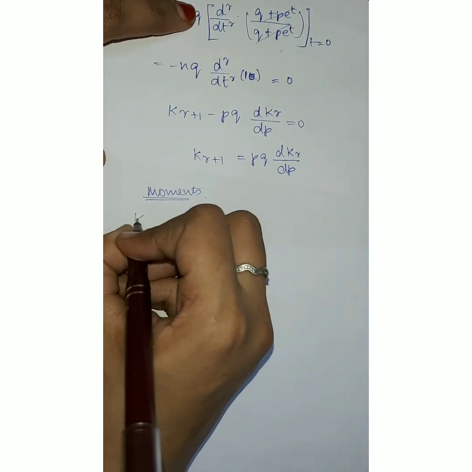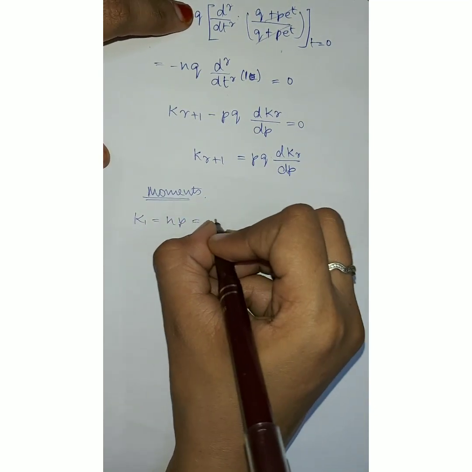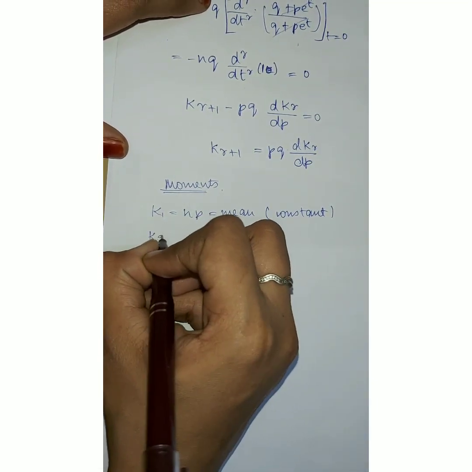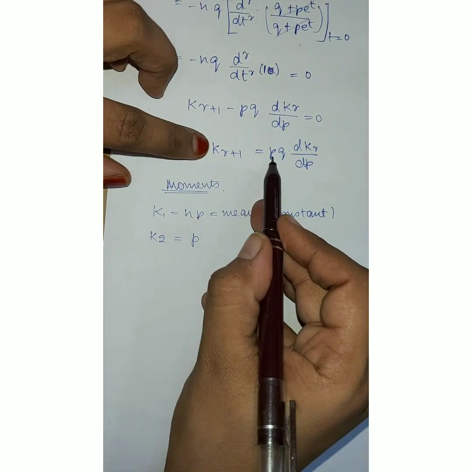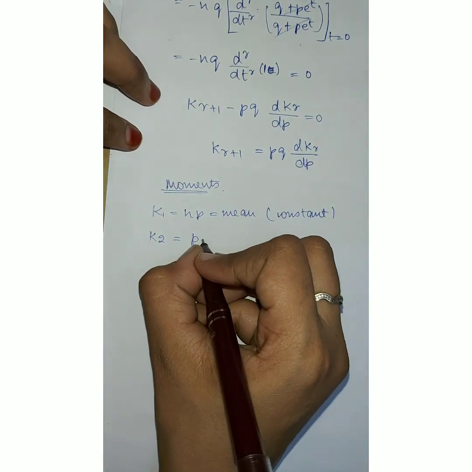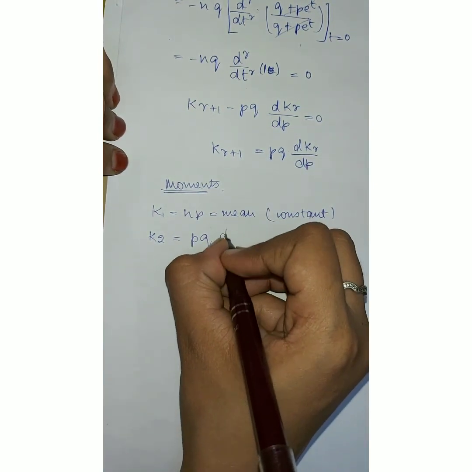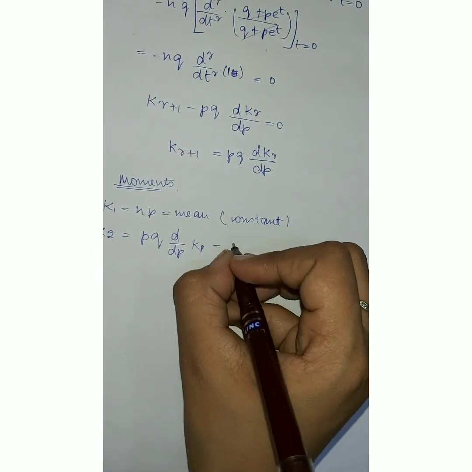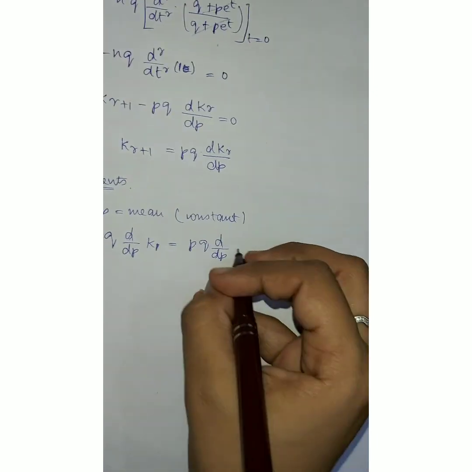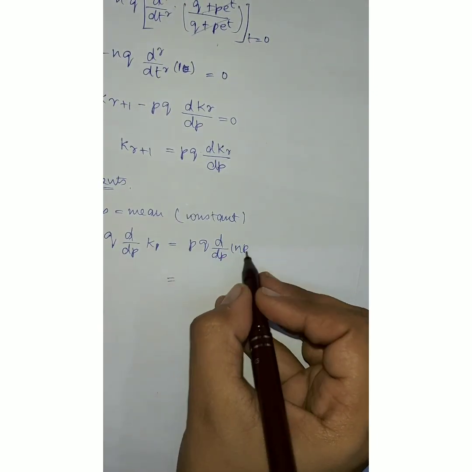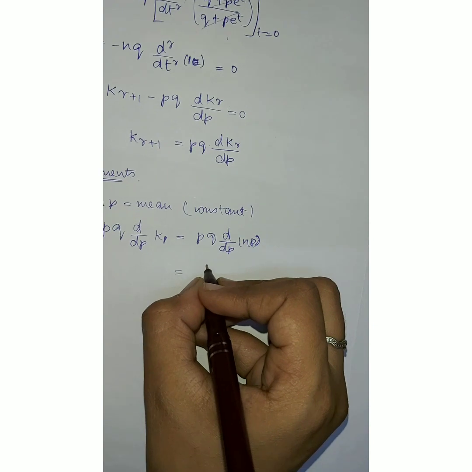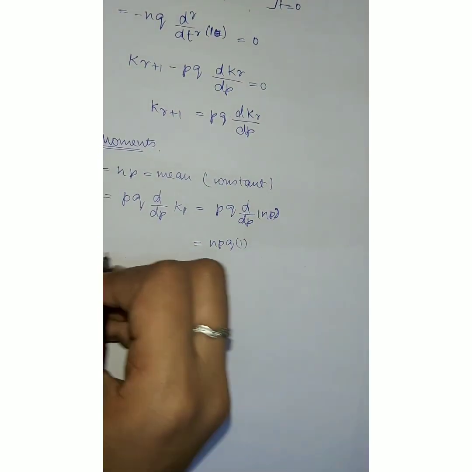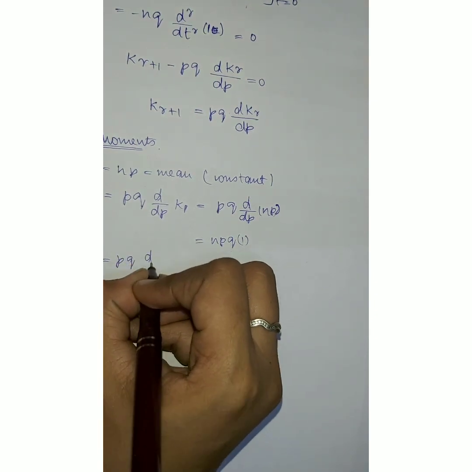As usual, finding moments, K1 is equal to np, which is equal to the mean. From this we find the other terms K2, K3 and K4. K2 is equal to pq by d by dp of K1. This is taken from the above equation, and that is equal to pq into d by dp of np. Differentiating np gives you 1 after taking the n common outside. Therefore, this is equal to npq.